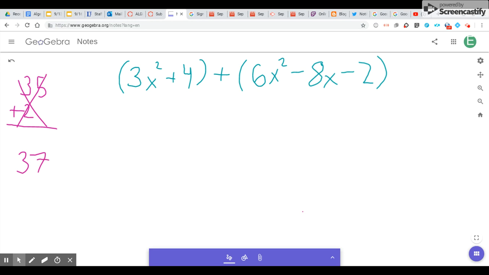The 2's in the 1's place. When I put it under the 3, I'm really saying 2 tens. It's the same thing with polynomials.